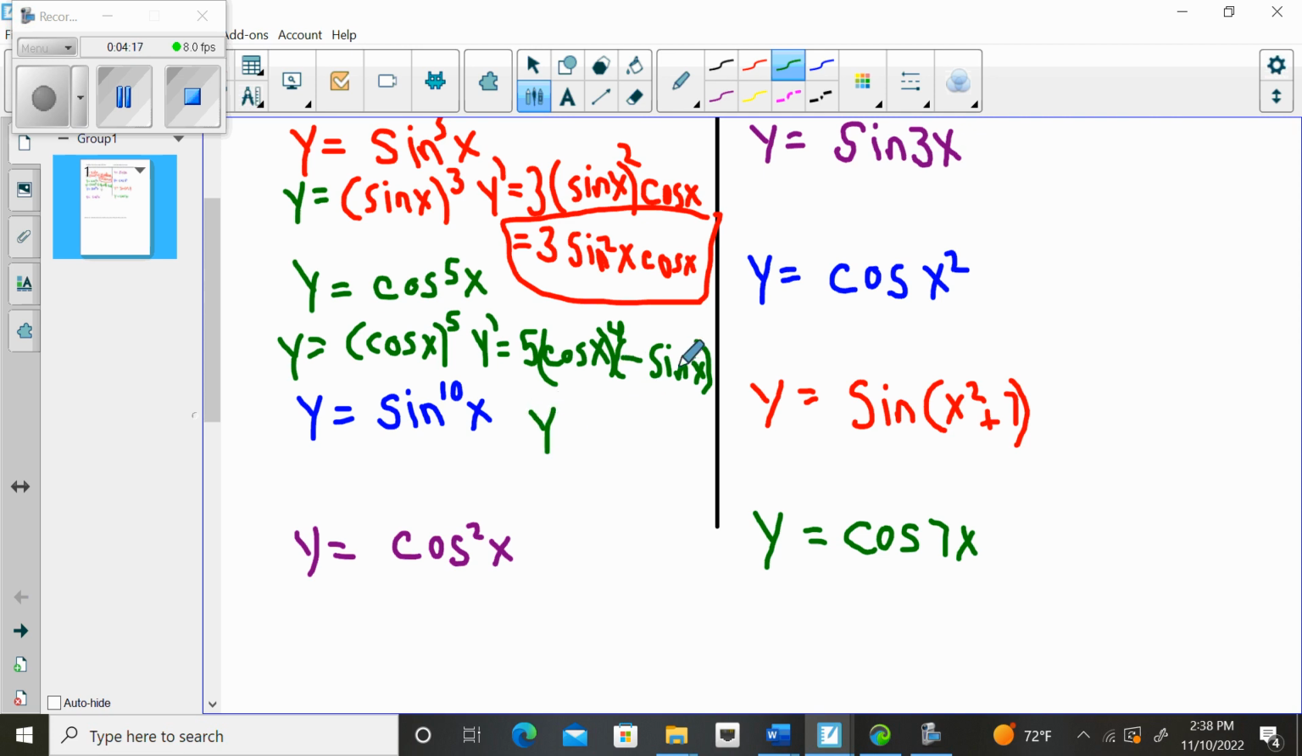So I suppose I'd give this answer full credit, but I really prefer you to take that negative, bring it out in front, and then have cosine, put the 4 after the s, cosine to the 4th x times sine x.